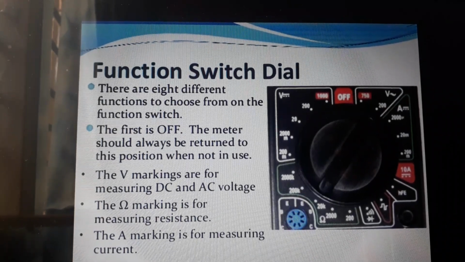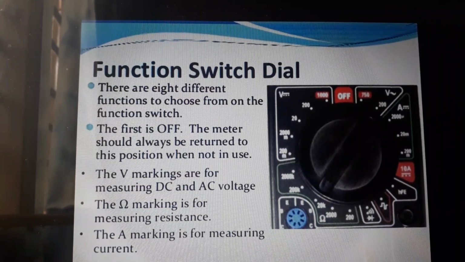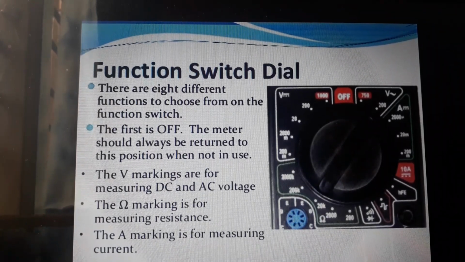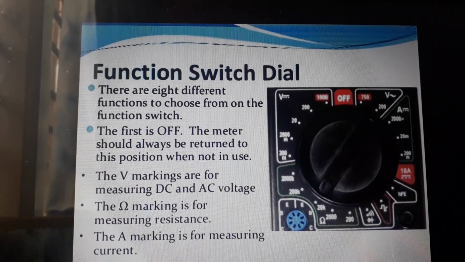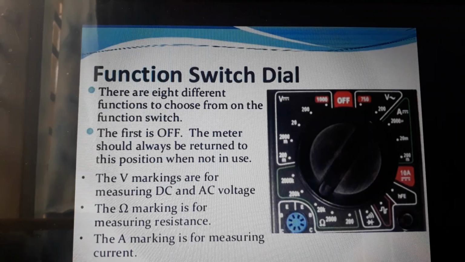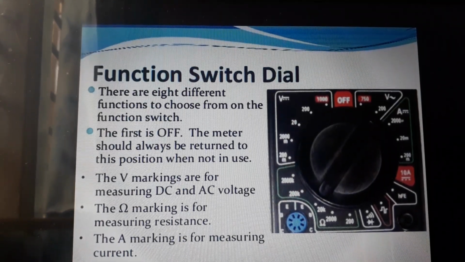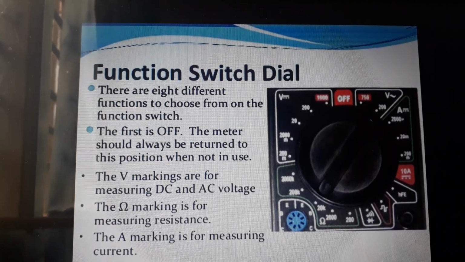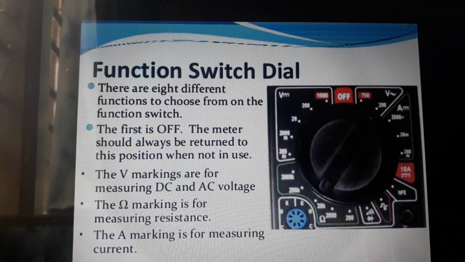Next, the ohm mark, that is for measuring the resistance, which appears below the V. Here we are seeing the ohm mark, which is for measuring the resistance. We have to turn this here in case of ohm marks. Then the A mark is used for measuring the current. Ampere is there, no? Here the A mark is used for measuring the current.